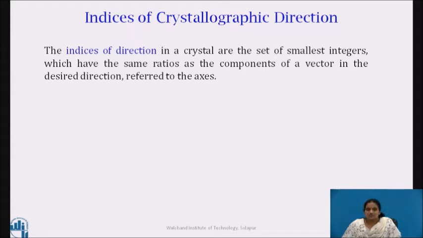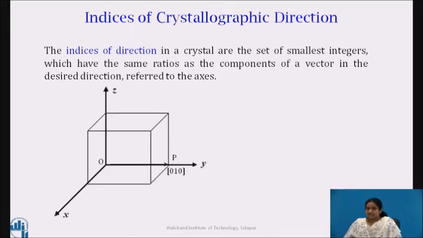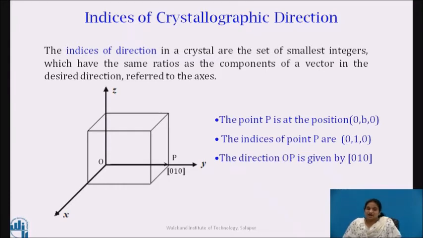Thus, the indices of the direction are the vector components of the direction resolved along each of the axes and reduced to the smallest integers. The vector components are the multiples of the lattice constants. So as an example, let us consider a cubic cell. Let point O be the origin. The point P is at the position 0, B, 0, where B represents 1 unit distance. Therefore, the indices of the point are in the parenthesis 0, 1, 0. The direction OP is given by, in the square bracket, 0, 1, 0.